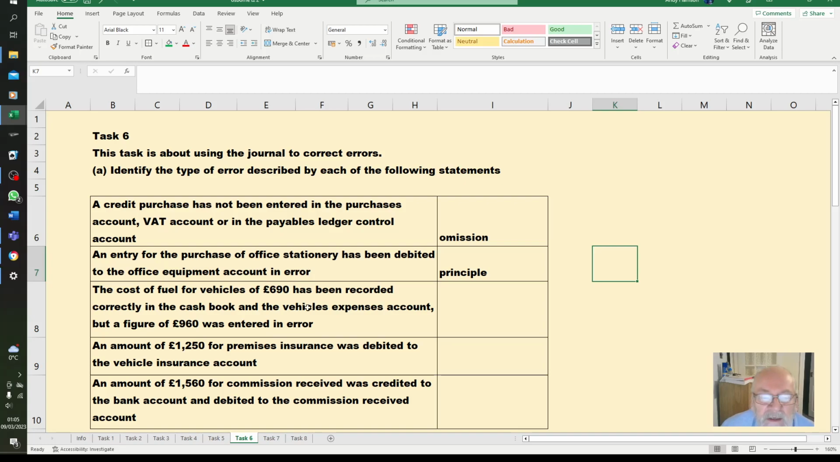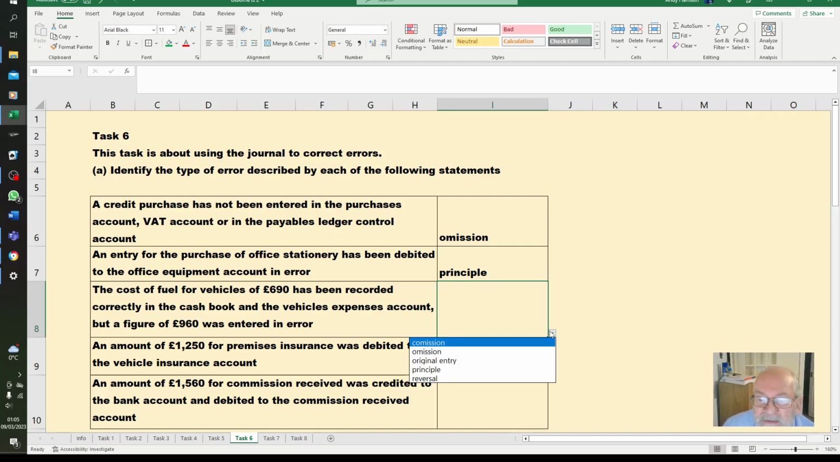This one then, 690 is 960, easy done. Especially on the computer where you only type it in once. Errors are easy. That one of the list of 5 has got to be an original entry. I've typed it in wrong.